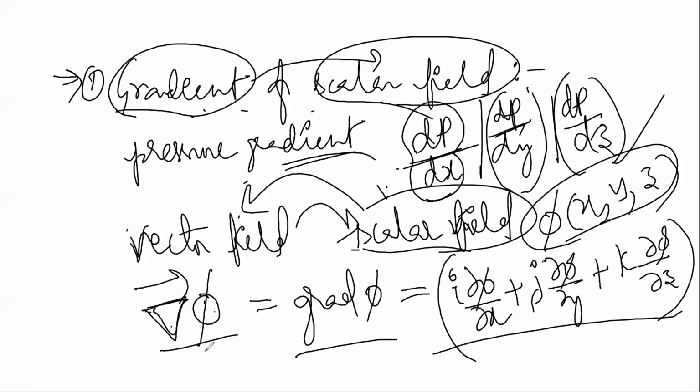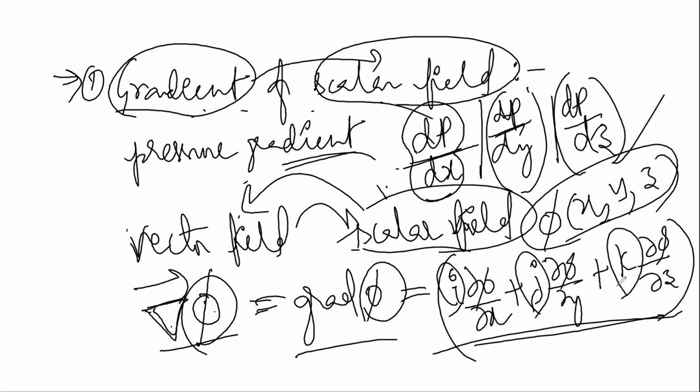See here, now I have taken a scalar function phi, and when applying gradient, the gradient of the scalar field has become a vector because I have i cap, j cap and k cap. That's the reason we say that gradient brings an association between a scalar field and a vector field.